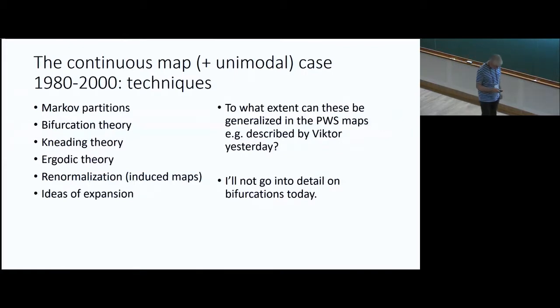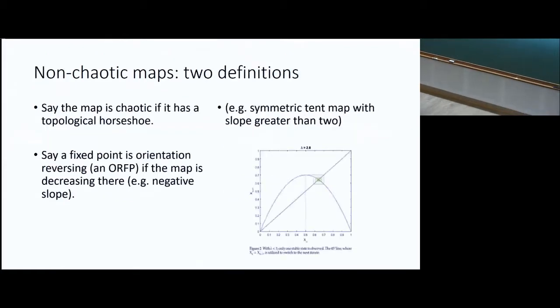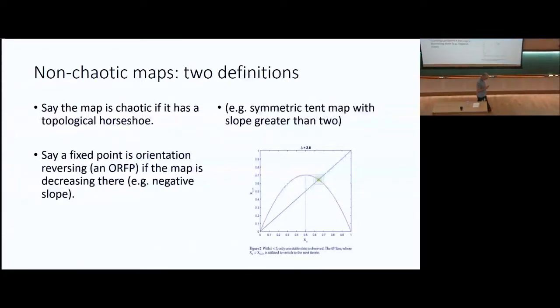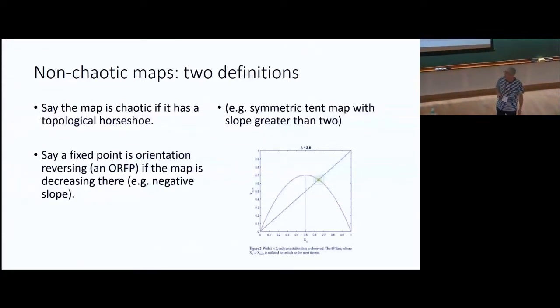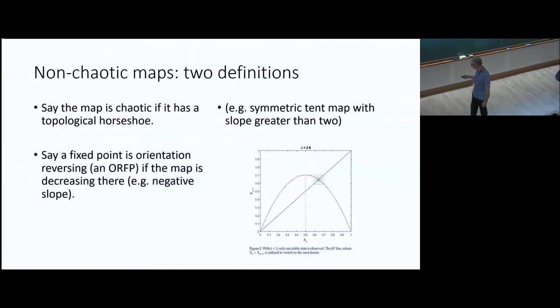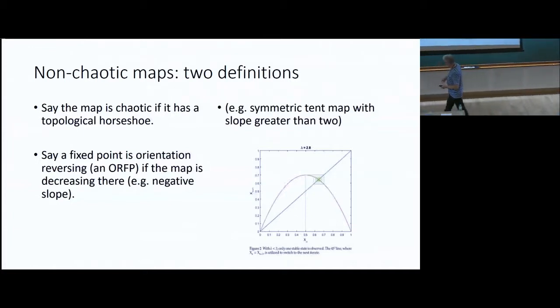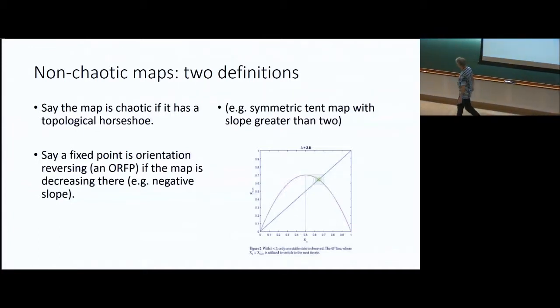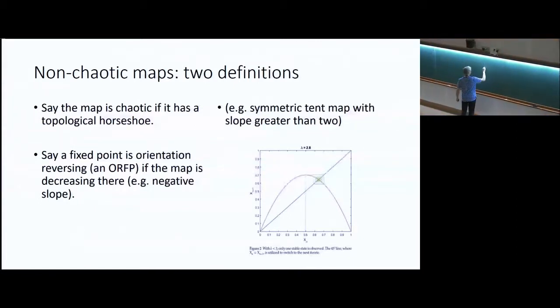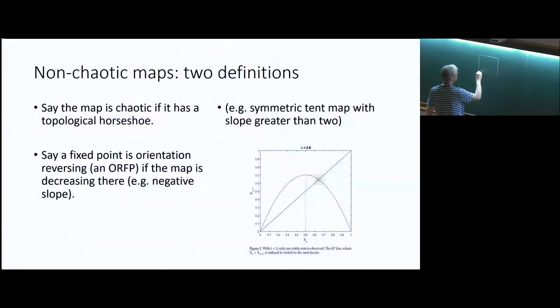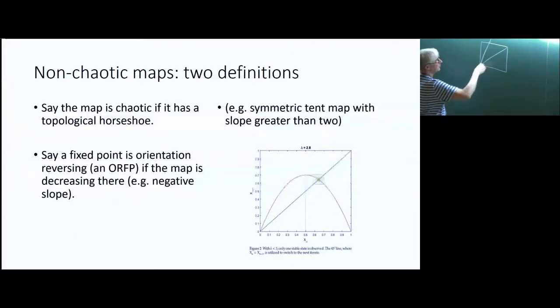Okay. So, I was going to look at an example of that result about the importance of periods 2 to the n in the unimodal case, and actually in the continuous case in general. So I'm going to say that a map is chaotic if it has a topological horseshoe. I'll say a lot more about that in a minute, but for the moment, we say that a map F has a topological horseshoe if I can find an interval, and here's the diagonal, such that two branches of that map cover the interval completely.